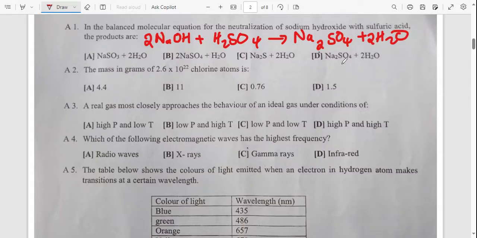Which one is that? That is a D, isn't it? Okay, so that is it. Feel very free to ask, please. You shouldn't leave the class without understanding anything.